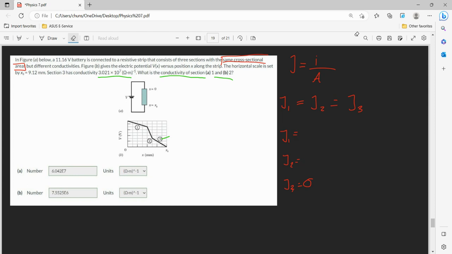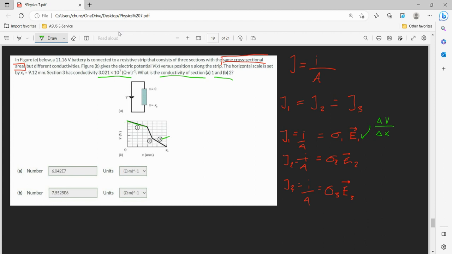Actually, wait, let me write this out. This time over A. This is equal to our conductivity times our electric field. And our conductivity times our electric field 3, where our electric field is equal to our change in our voltage over our change in our distance, so our change in our x. So that's what we're going to use here. So we're going to use E as the slope for each of our sections.